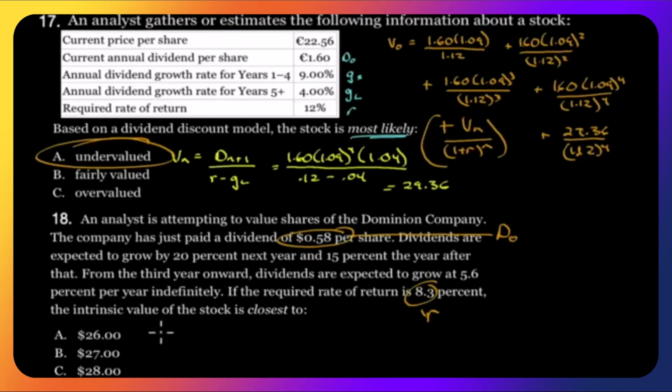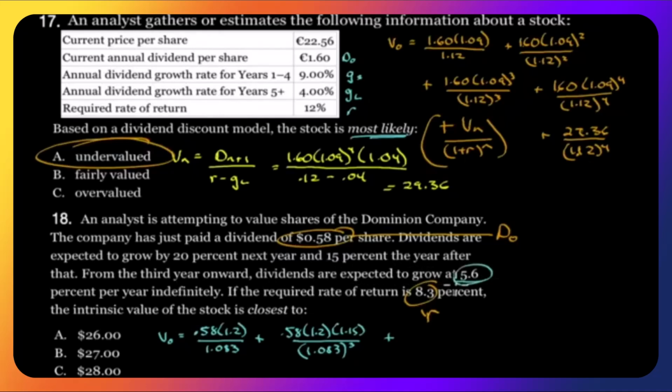So, okay, it's a dividend discount, right? So what's my first dividend? 0.58 multiplied by 1.2, discounted back by 1.083. What is my next dividend? It is 0.58 times 1.2 times 1.15, because that's the second year growth rate, discounted back at 1.083 to the power of 3. Plus, what do we have from the third year onwards?